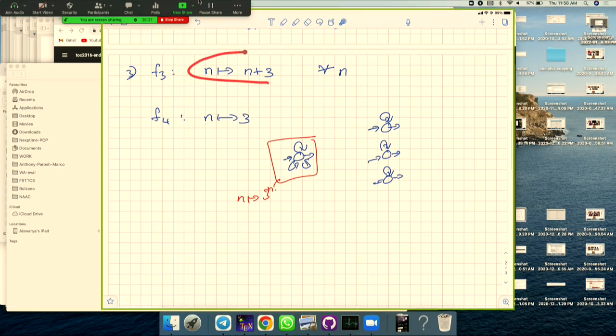Now what I want here is actually n goes to n plus 3. This was our original question. We know how to do n goes to n. We know how to get n goes to 3. How can I get n goes to n plus 3? How do I merge? Can you explain what you mean by this merge? Just putting them all side to side.